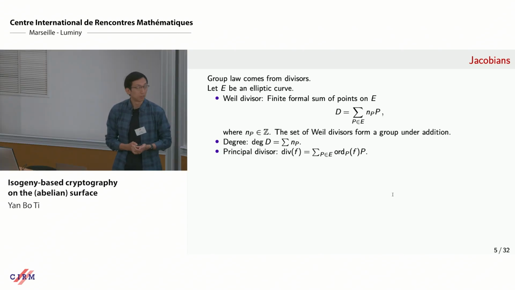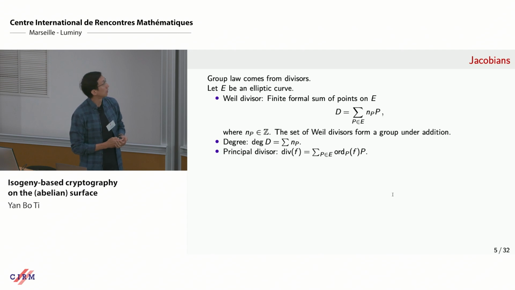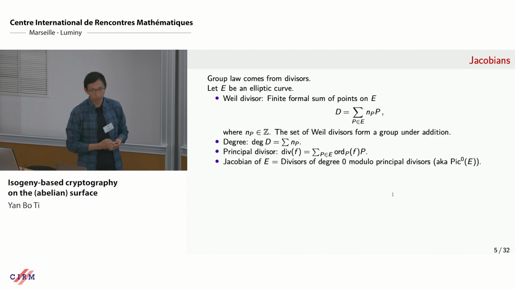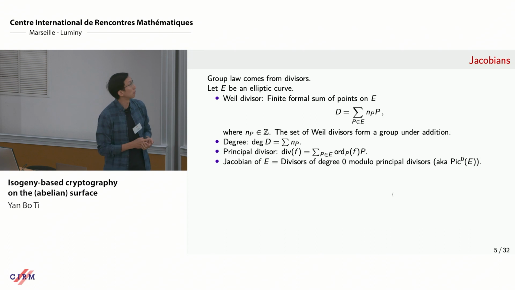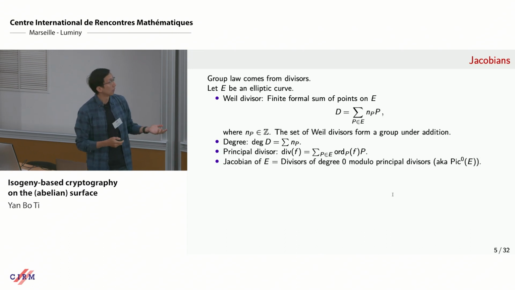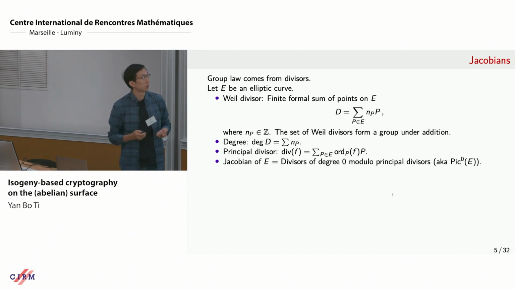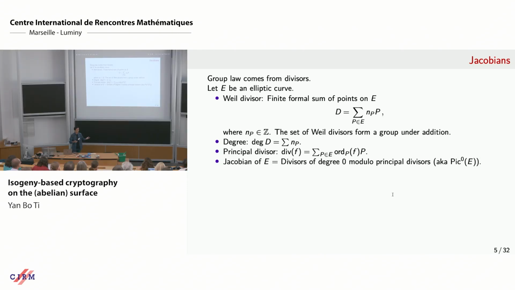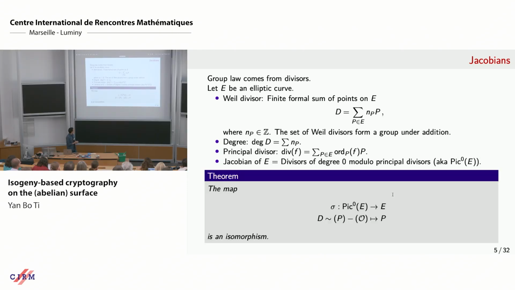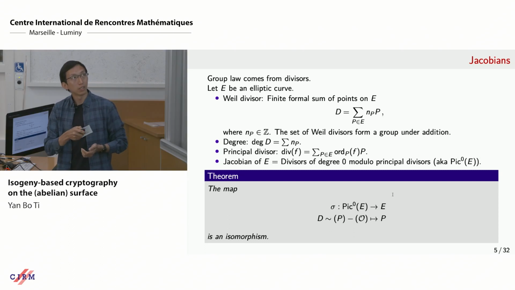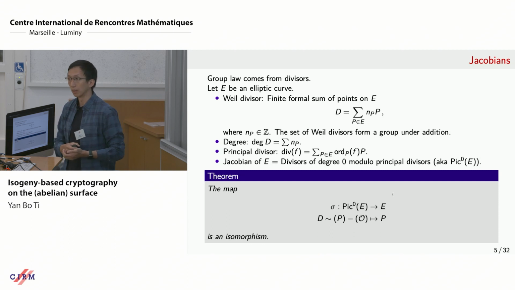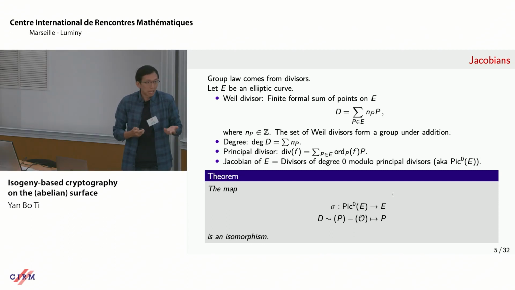Yeah. So this is all good and well. And now you're in a position to try to describe the Jacobian, which is the divisors of degree 0 modulo the principal divisors. And this gives you the Picard group. And then the theorem is the one that actually gives you the group action, or rather the group structure. So you have this map where you have this divisor mapping into a point on the elliptic curve. So the same thing happens.